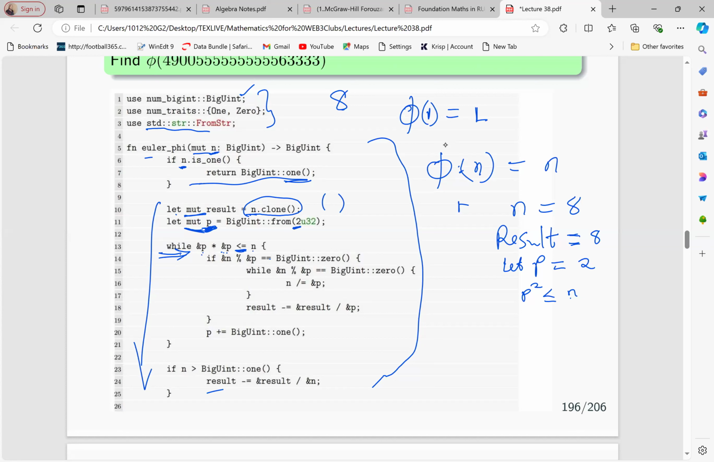Let us assume, in this case, you have 2. 2 times 2 is 4, and that is less than or equal to n. So we are to go inside the loop.